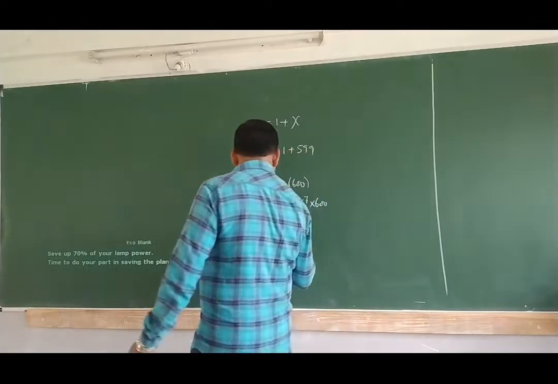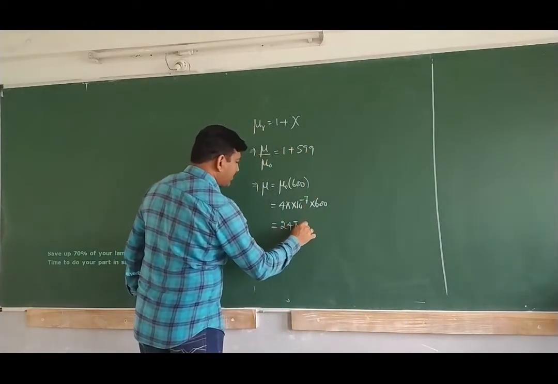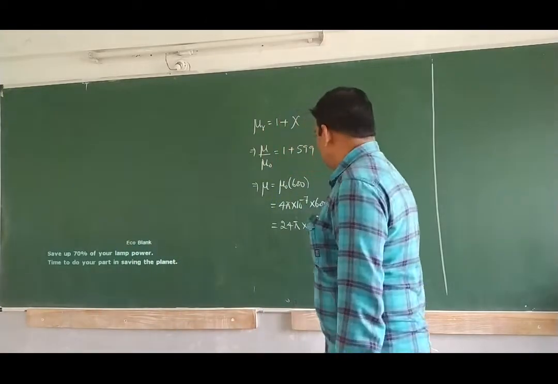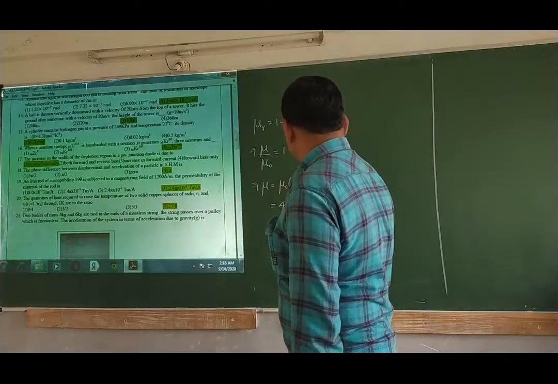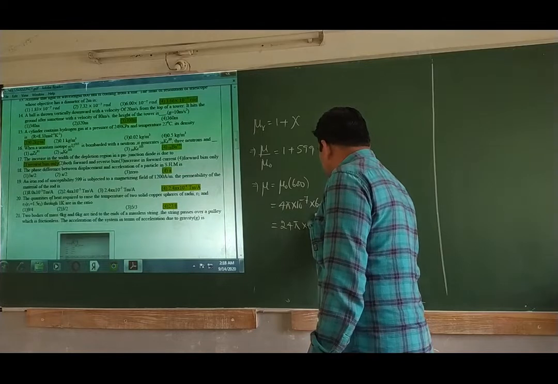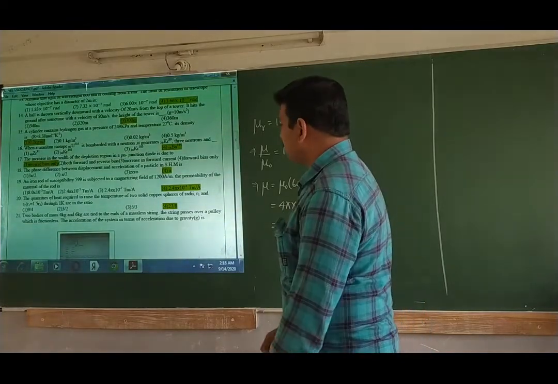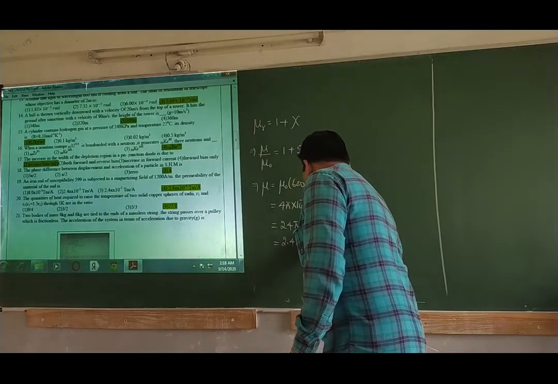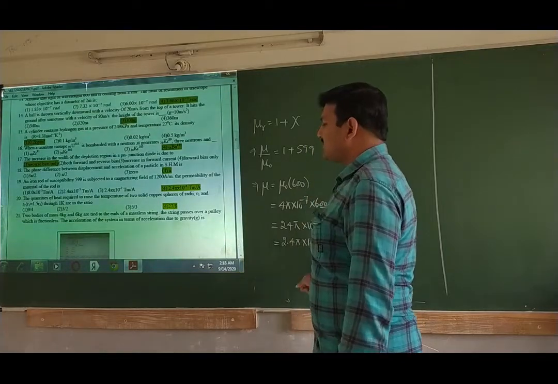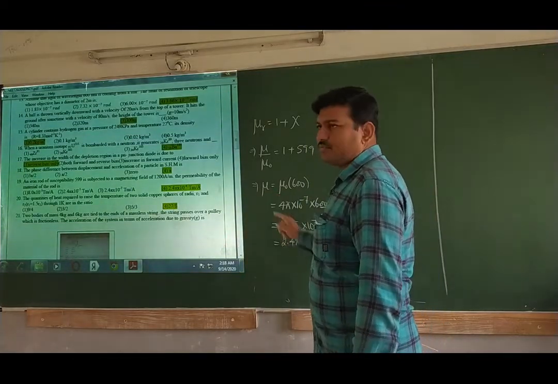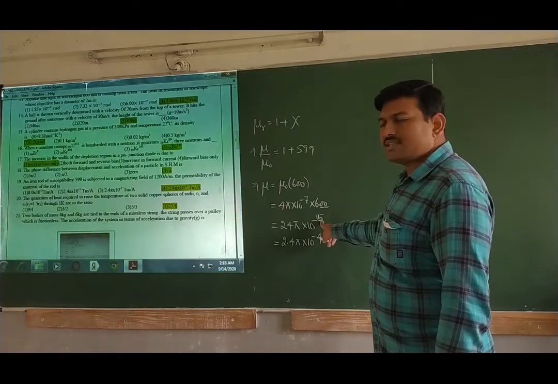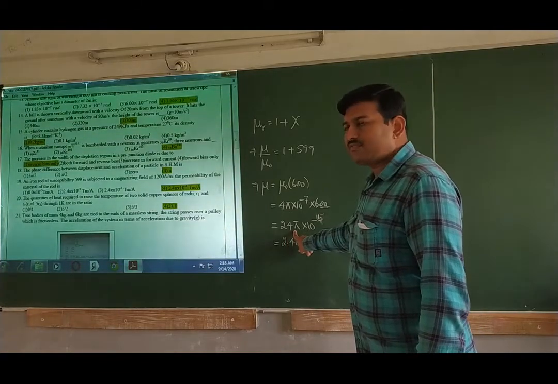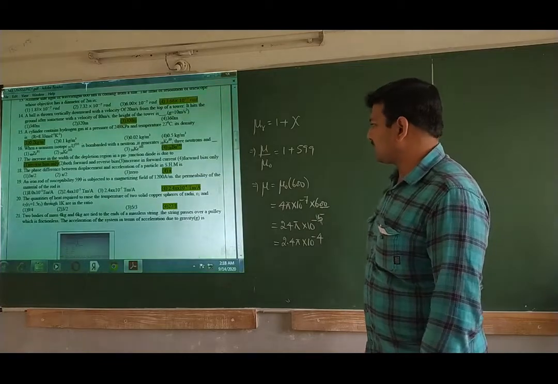6 into 4 is 24. 24 pi into 10 to the power of minus 7. This is the expected answer. Let us see what they have given. Into 100 is there, therefore it is 10 power minus 5. So if you see here, you can rearrange this like this: 2.4 into pi into 10 to the power of minus 4. This is the permeability mu. Understood this? So 10 power minus 5, I am writing it as 10 power minus 1 into 10 power minus 4. 24 into 10 power minus 1 is 2.4. So this will be the right answer, fourth option.